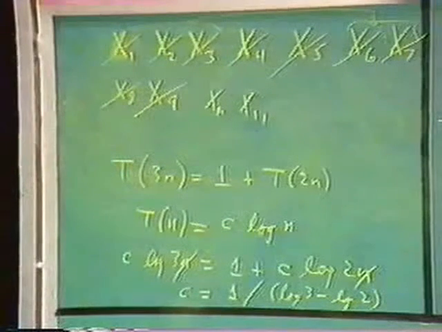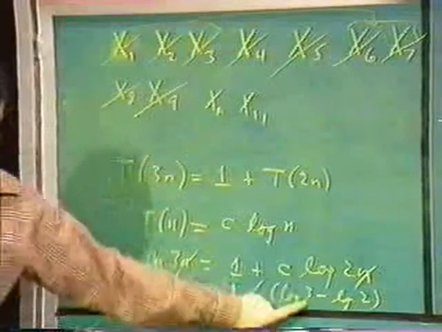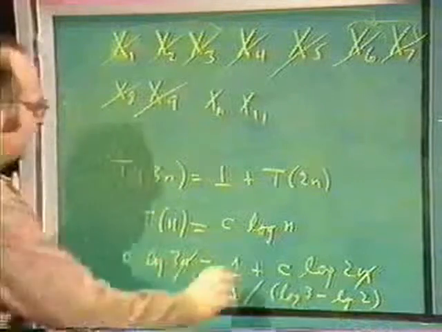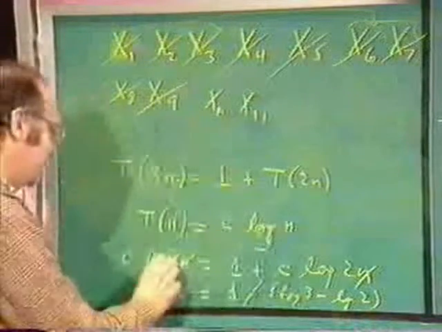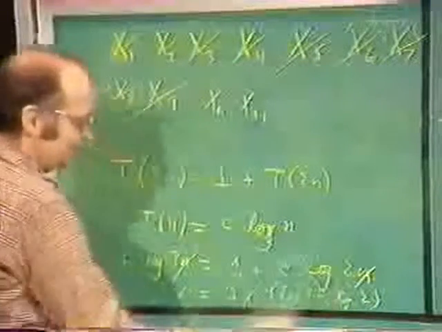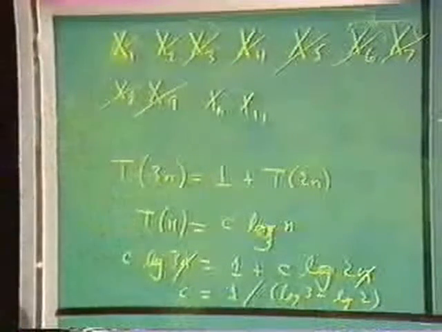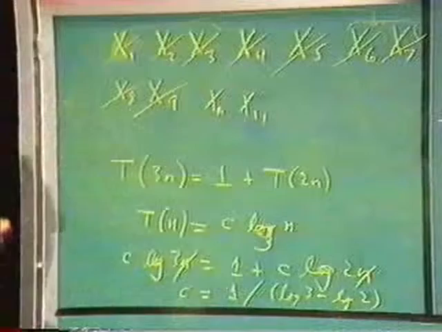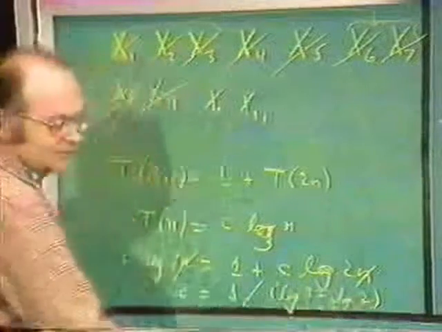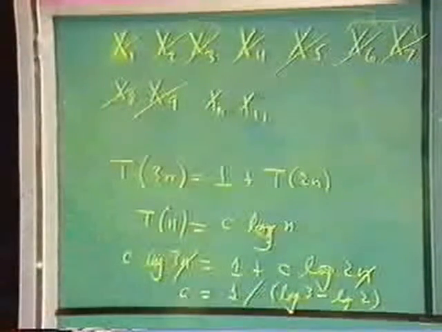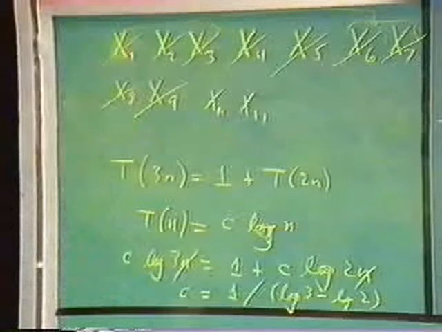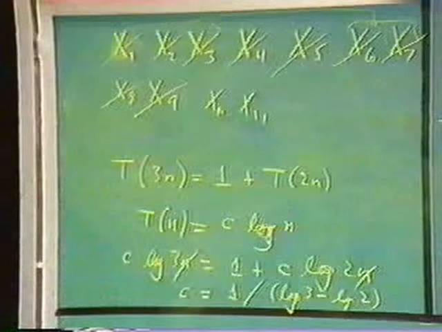Did I do it right? And log 3 is 1.58. Log 2 is, LG is what I should have been using here, as in the notes. LG is log base 2, because it has only 2 letters. So log 3 is 1.58 minus log 2 is 1, so that's about 1 over 0.58.